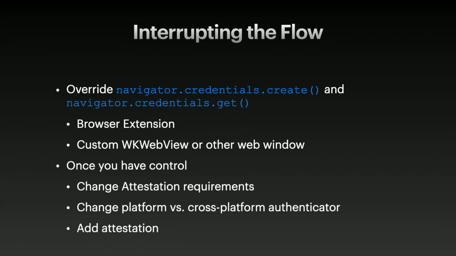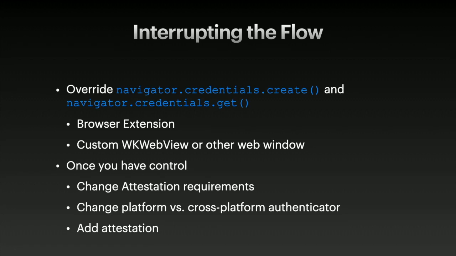You can change the attestation requirements. If the relying party is asking for a platform authenticator, you can flip that to cross-platform, and then you can pass it to the real navigator credentials create function, at which point you'll have bypassed whatever the relying party is trying to ask for. The response from the authenticator has no indication as to whether it's a platform or cross-platform authenticator. So once you flip this in the request, it's off to the races from there, right? So that's one thing you can do.